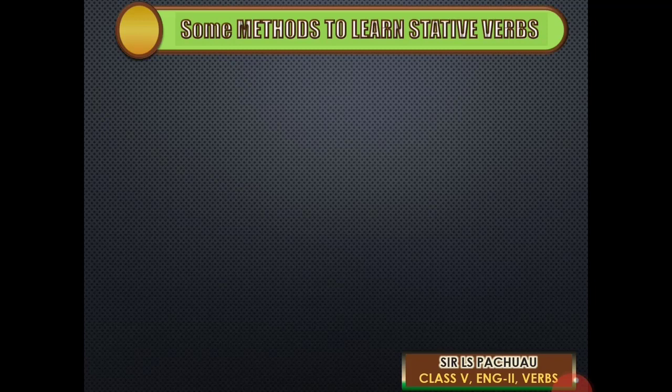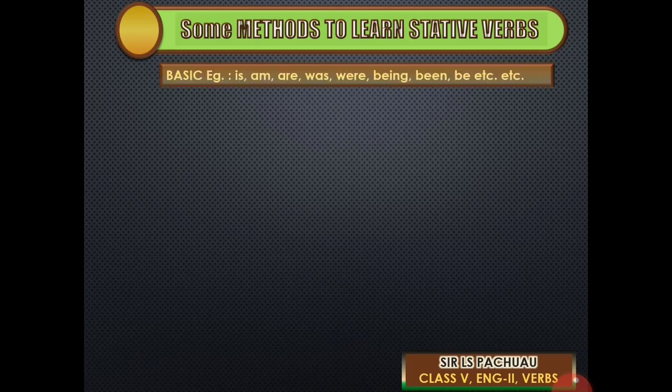Some methods to learn stative verbs. There are some methods to learn stative verbs to make it more simple here. But before that, let's see some of the common examples of stative verbs: is, am, are, was, were, being, been, be, etc. These are the common words of stative verbs. Apart from this, there are lots more, so we are going to learn that.